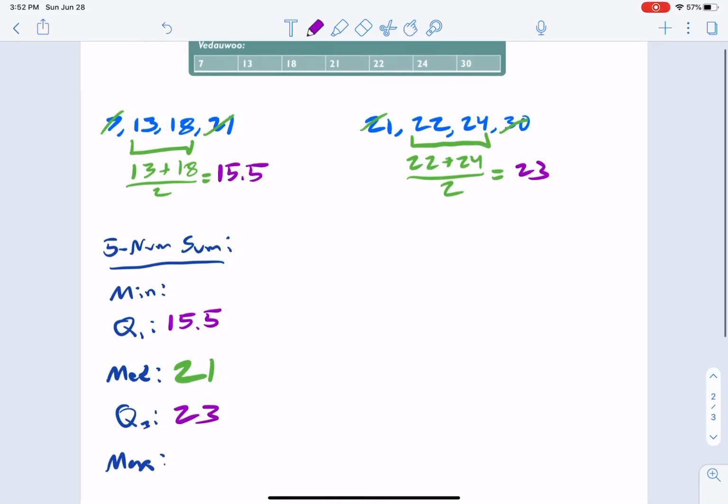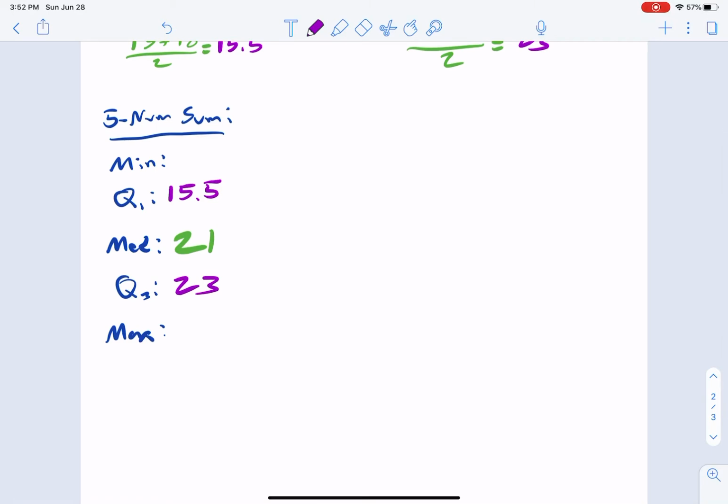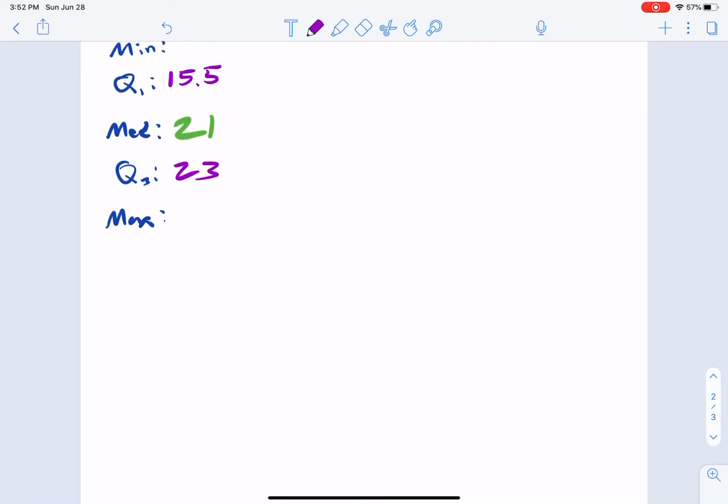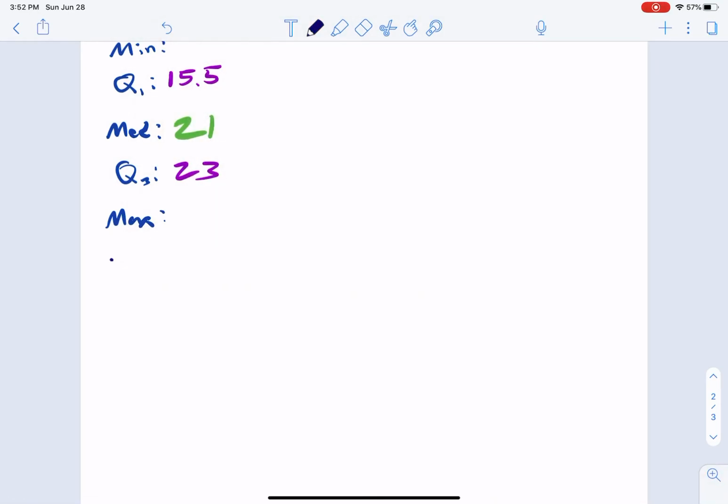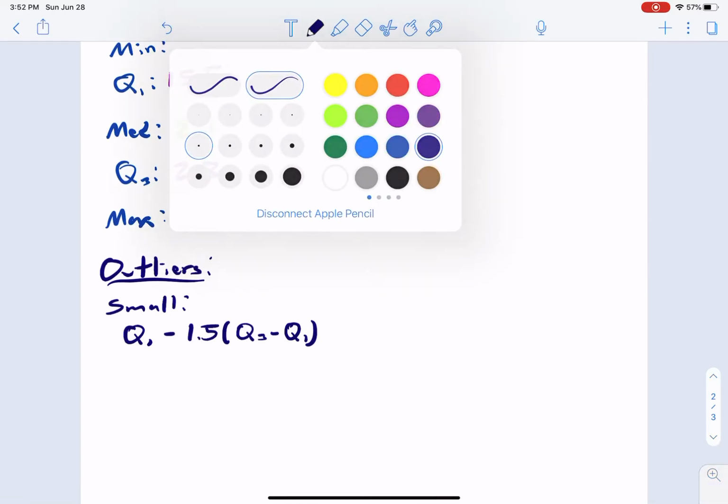And then what do we want to do next? Well, the minimum and the maximum, in our case when we're making box plots, we also need to include outliers, right? So let's go ahead and calculate these outliers. Okay, so outliers. We'll do the small outliers first. And recall that is Q1 minus 1.5 times the interquartile range, or Q3 minus Q1. Okay, so that's simple enough.